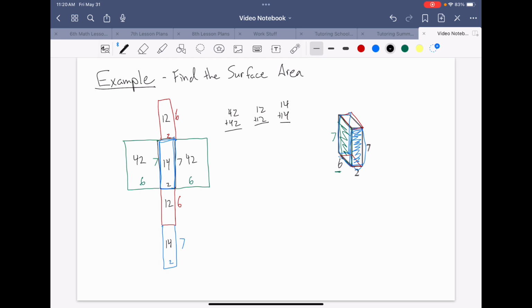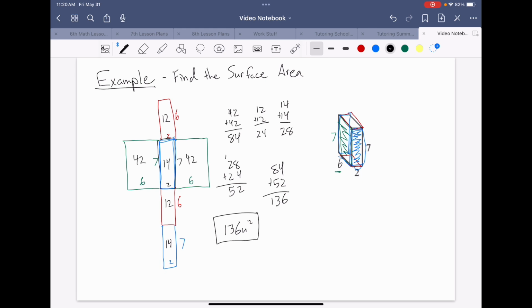So 42 plus 42 is 84. Then I'll have 24 and 28. I'll combine 28 plus 24, and let's see, that gives me 2, carry a 1, so that should be 52. And then I'll go 84 plus 52, which is 6, and then 13. So my final answer here is 136 units squared.